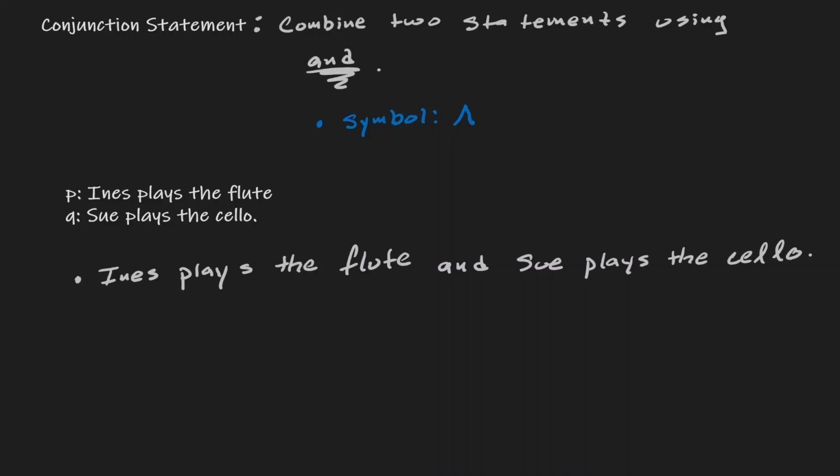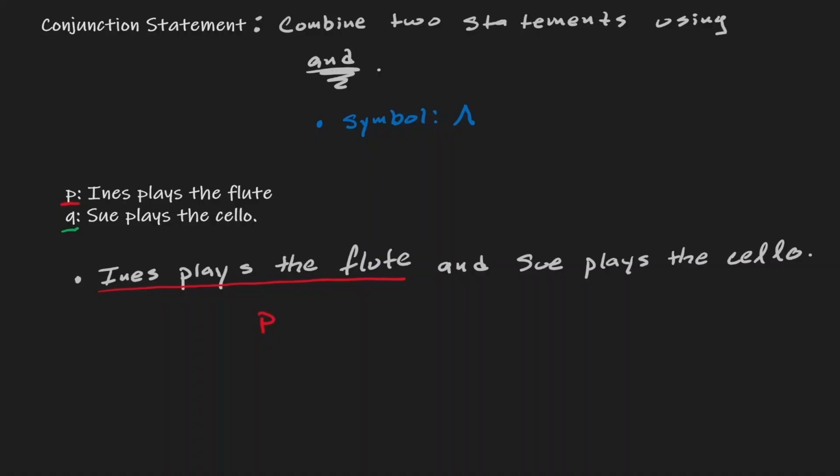Thinking back to what we said at the starting of this lesson, we said that we can use variables as placeholders for full statements or sentences. Notice that in here, I'm going to define just the letter P to represent the statement Ines plays the flute. And in here, I'm going to let Q define the statement Sue plays the cello. So now, using this symbol and knowing that I can use variables as placeholders, I can represent this statement the following way. Ines plays the flute, I can just represent that with a letter P.